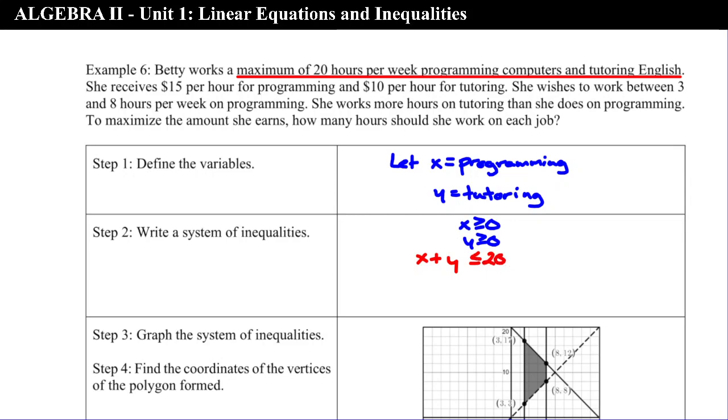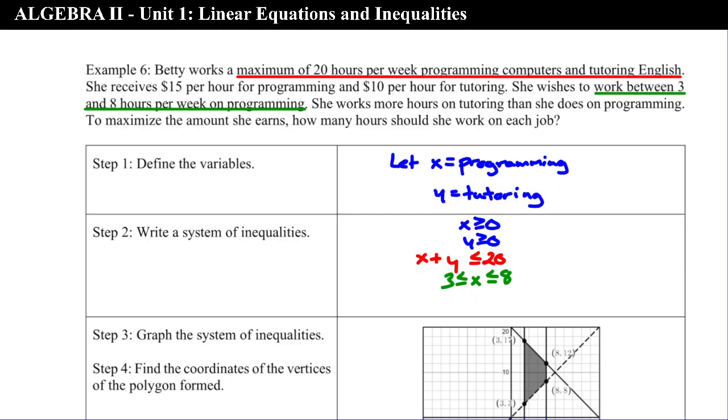Okay? So now let's move on to the next constraint. That next constraint is the constraint that she places on herself. She wishes to work between 3 and 8 hours per week on programming. Since she's placed that constraint on herself, we know that programming is x. So x has to be between 3 and 8. So 3 is less than or equal to x, which is less than or equal to 8.